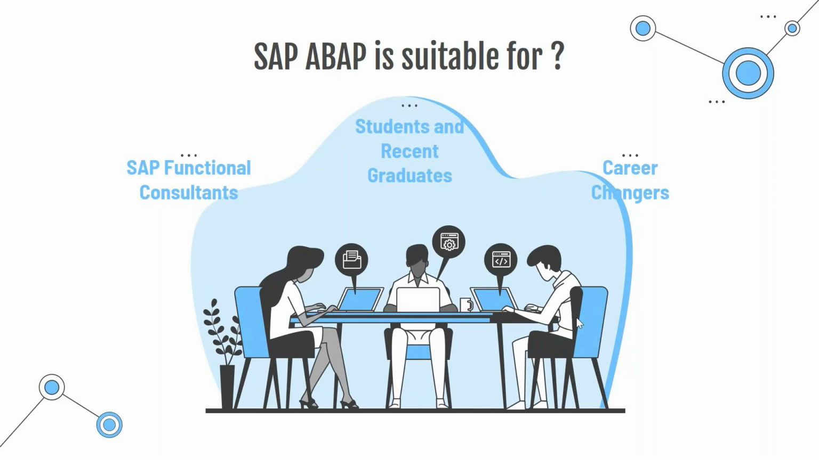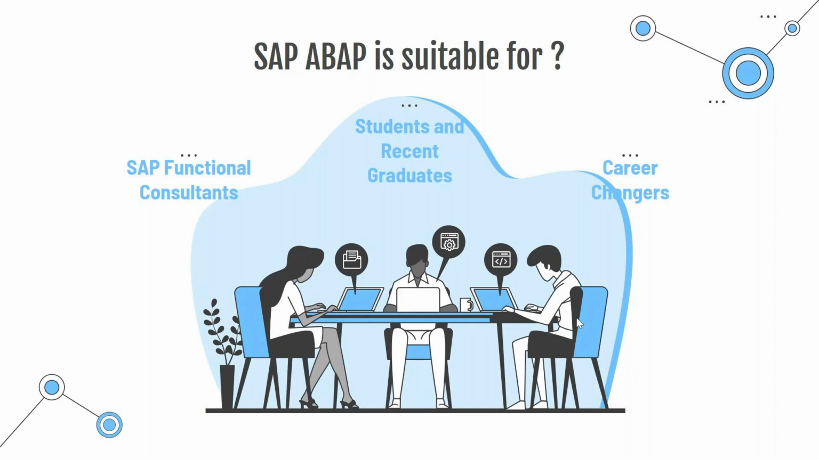Then students and recent graduates, means if you just graduated from your college, doesn't matter what the graduation is. It could be a degree, it could be Bachelor of Technology, it could be MBA, it could be MCA, whatever the graduation is or post graduation. If you are looking for a stable software career, then ABAP is for you.